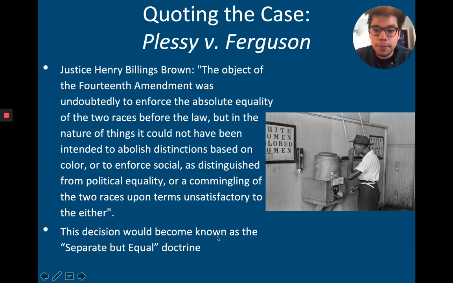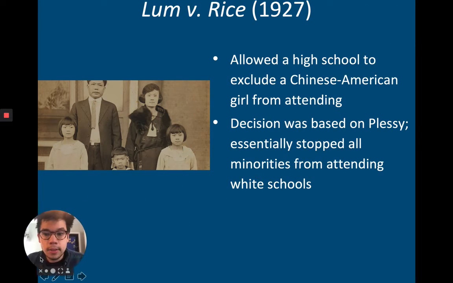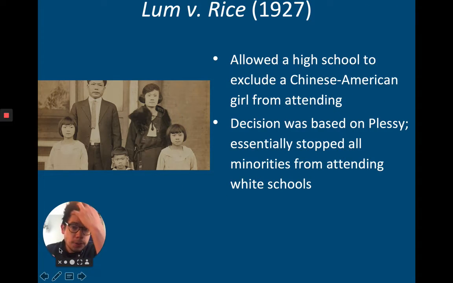So Plessy v. Ferguson ends up being applied to other cases later on throughout history. There's also a case, this isn't in your notes, but it's good to know, called Lum v. Rice, where they looked at what happened in Plessy v. Ferguson when a Chinese American girl tried to attend a high school.